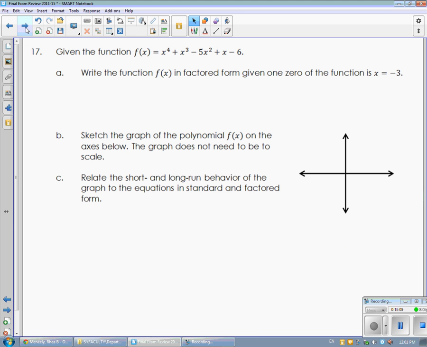In number 17, you're given a polynomial of degree 4, and you're asked to write the function in factored form if you're given the zero of the function as x equals negative 3. So if I know one of the x-intercepts, that tells me that one of the factors is going to be x plus 3. And so if I know one of the factors, I can divide it out. So you could use long division, or since we already know the x-intercept, it's going to be a lot easier for me to use synthetic division.